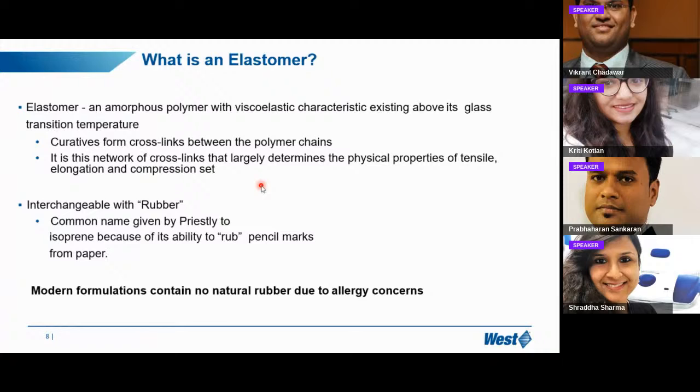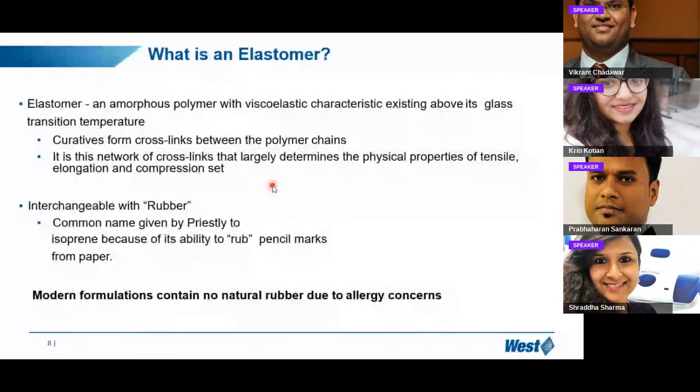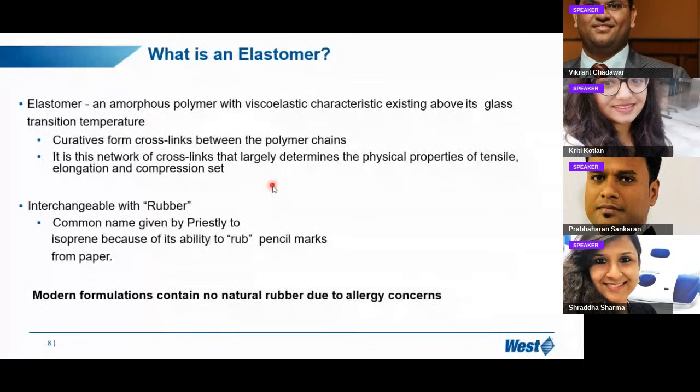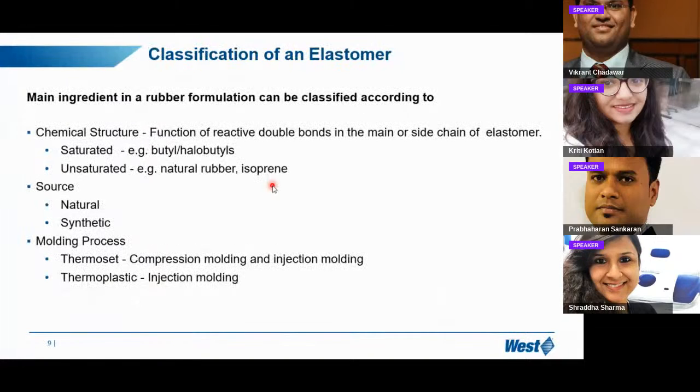Modern formulations contain no natural rubber due to allergy concerns. In previous days, these rubbers were made from a tree called Hevea brasiliensis. This tree generally produces natural rubber, but nowadays no one uses it for manufacturing rubber stoppers. All the rubber elastomers we are going to see are chemical in nature, not natural. They are made up of various monomers coiled in the form of a spring, and that's the reason you get elasticity.